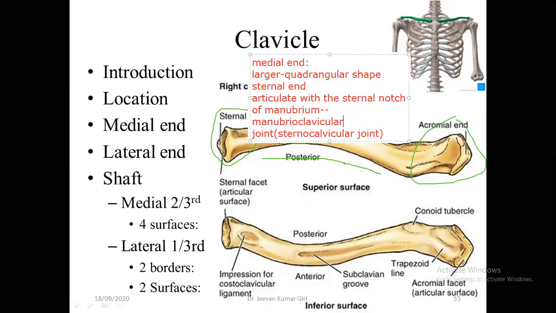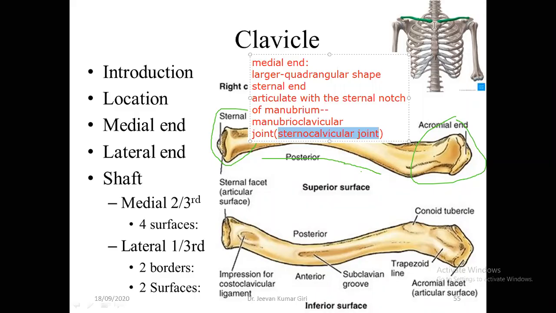Manubrioclavicular joint. For this joint, we are calling it the sternoclavicular joint. The medial end articulates with the sternum. See, this is the sternum here, so it is making a joint here. This is the medial end, and it makes the joint with the clavicular notch of the manubrium to form the sternoclavicular joint, or manubrioclavicular joint. But generally we call it the sternoclavicular joint.